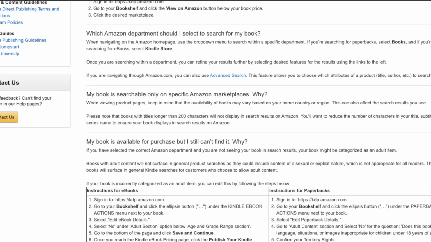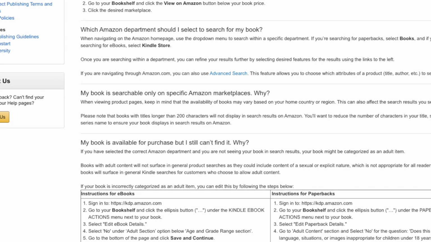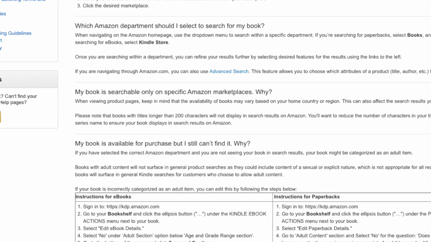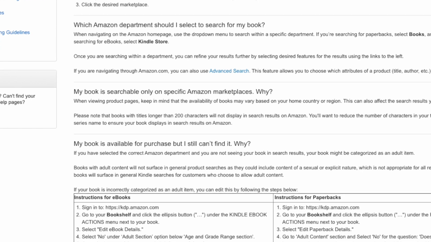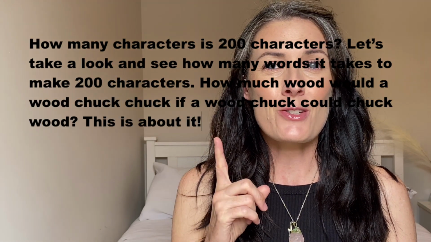You'll want to reduce the number of characters in your title, subtitle, and/or series name to ensure your book displays in search results on Amazon. So that is really interesting. So definitely keep that in mind when you are coming up with a title for your book. How many characters is 200 characters? Well, this is 200 characters.